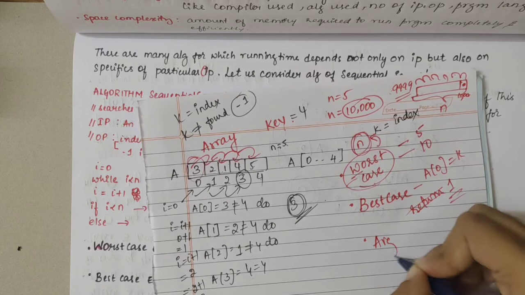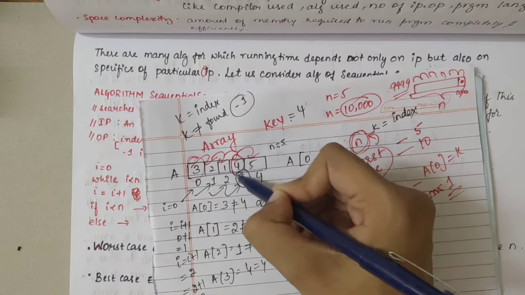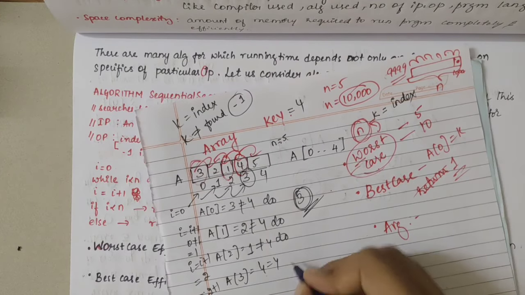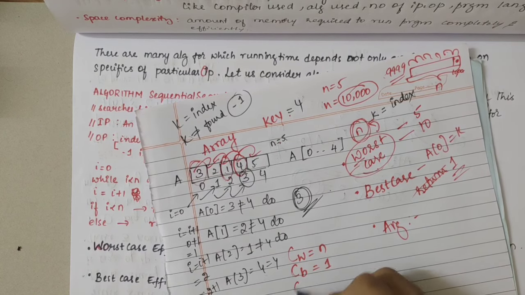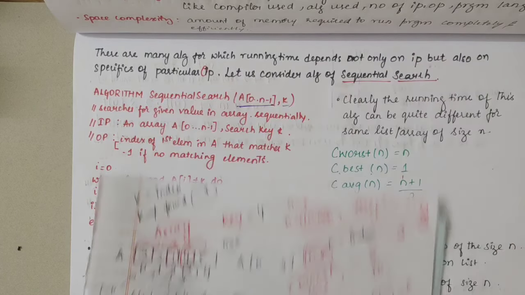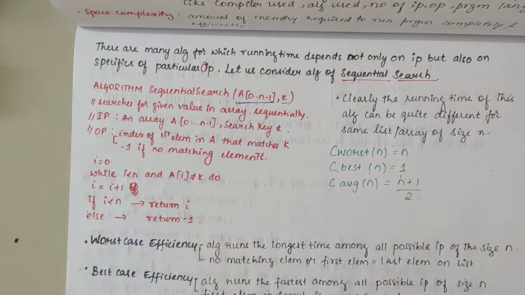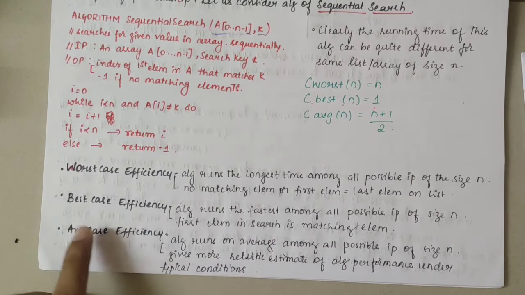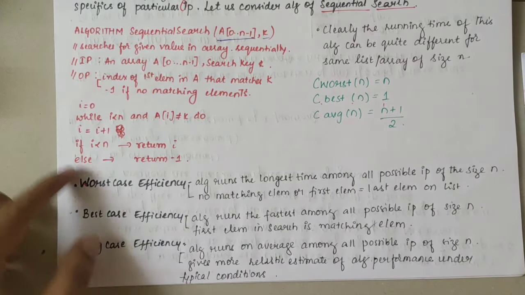Now we have the average case. Average case is a combination of best and worst. So like in this question, the value is found in the middle, right? So it speaks about the average case. So C worst would be n, C best would be 1, and C average would be based on worst and best, that is n plus 1 by 2. So this is what is mentioned here: C worst, C best, and C average. Here I have the definitions: worst case, best case, and average case efficiency. So this was about the efficiency part.